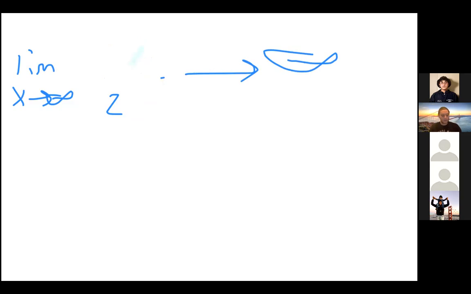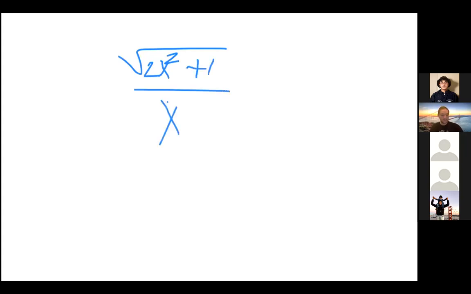The one problem I wanted to show you first before we got there was, what if we have, let's say, this equation right here, the square root of 2x squared plus 1 divided by x? Does anyone know what the limit as x approaches infinity of this is? Go ahead and type in the chat. Let's see if people can get it.